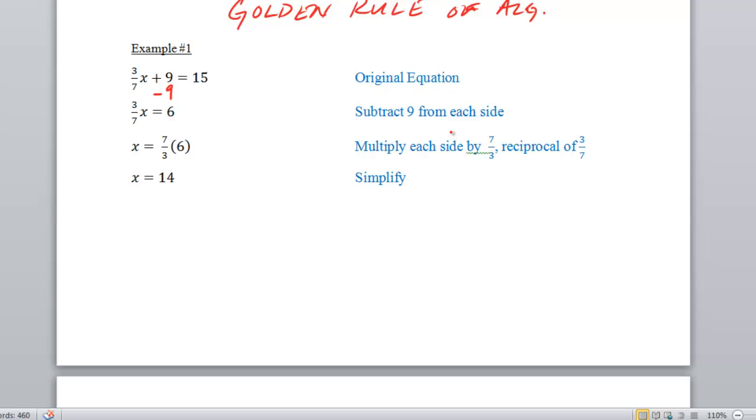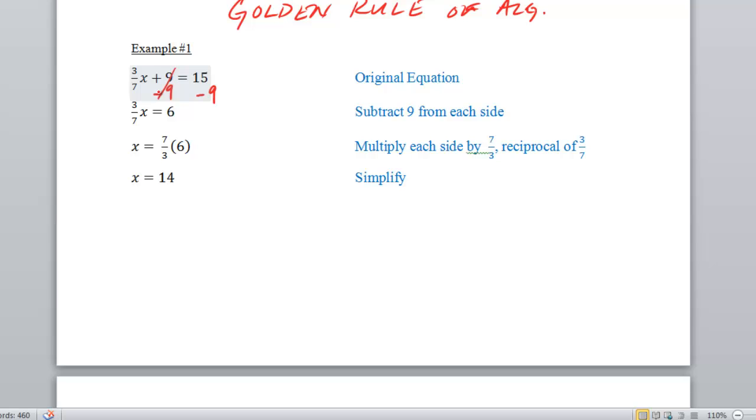But the golden rule of algebra says if we subtract something from one side of the equation, we should also subtract that from the other side of the equation. And so you can choose to write this out, or you can choose to work that in your head. Either way is fine. What we have in effect is an elimination or a canceling of those 9's, and then of course 15 minus 9 equals 6. Now, we see this last step, 3/7 times x. So anytime we have a variable right next to a number with no operational sign, you'll recall that that simply means multiplication.